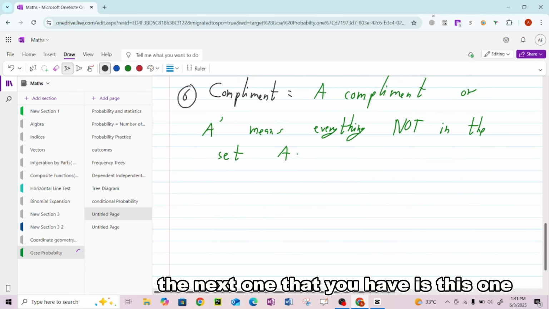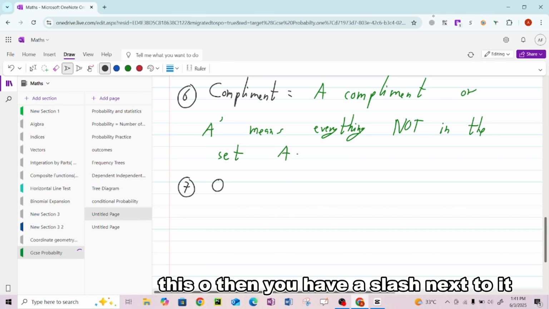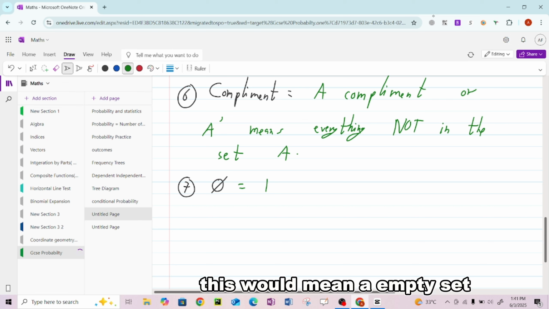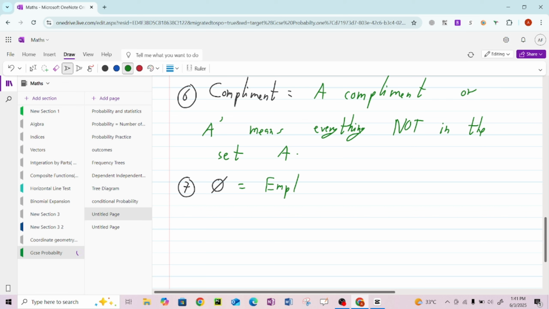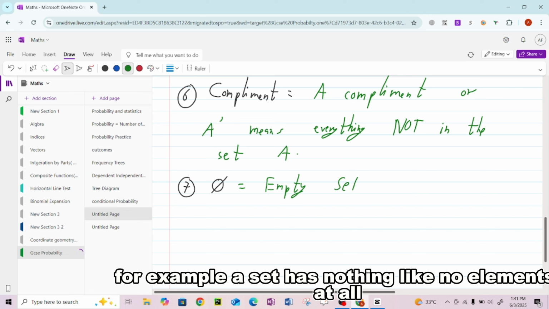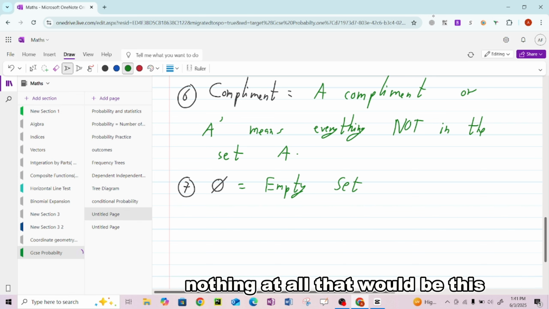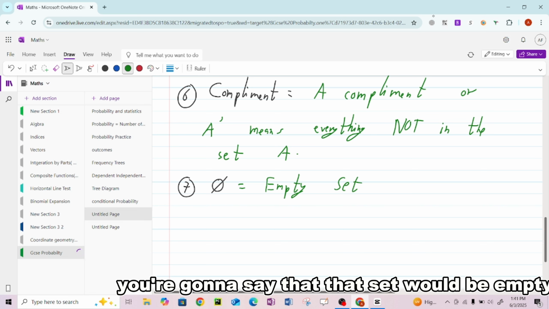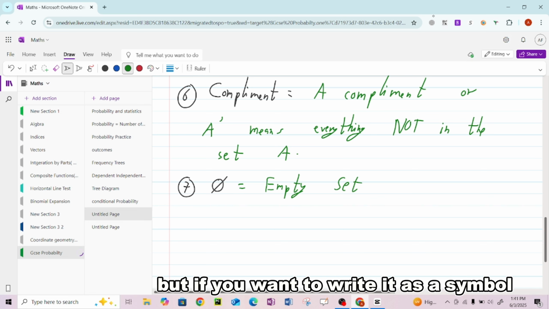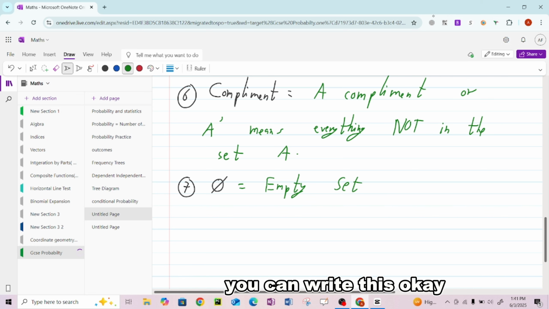Now the next one that you have is this O with a slash next to it. This would mean an empty set. For example, a set has nothing, no elements at all. You're going to say that set is empty, but if you want to write it as a symbol, you can write this.